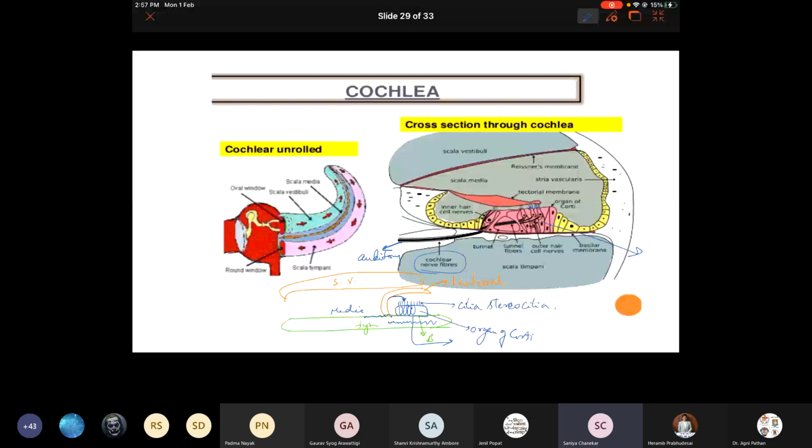Ma'am, can you please repeat? See, where is the cochlea? Where is the organ of Corti located? Which membrane is the organ of Corti located on? See, you have to answer very quickly. Which membrane is the organ of Corti located on? I'm asking you all something. Can you answer it?